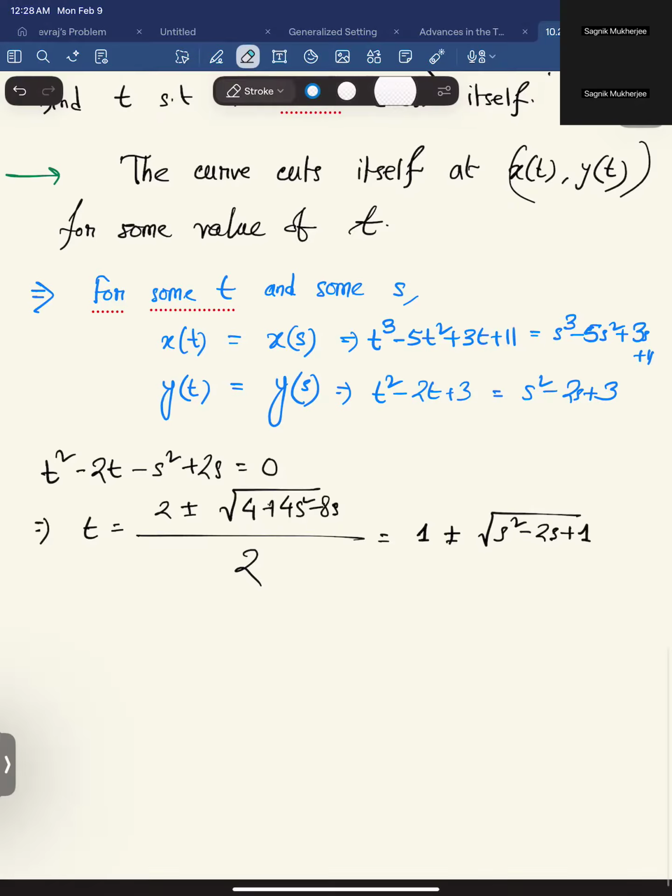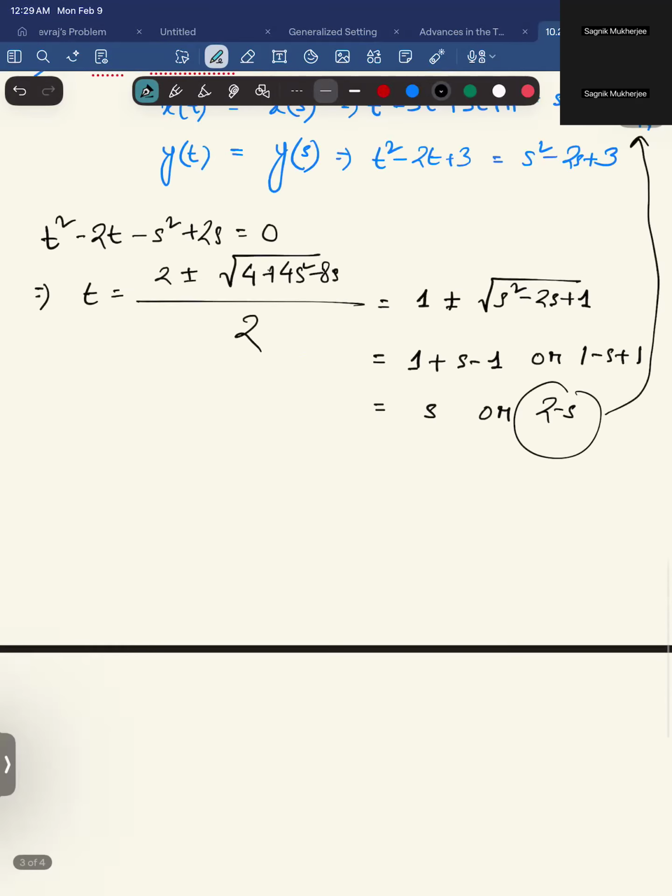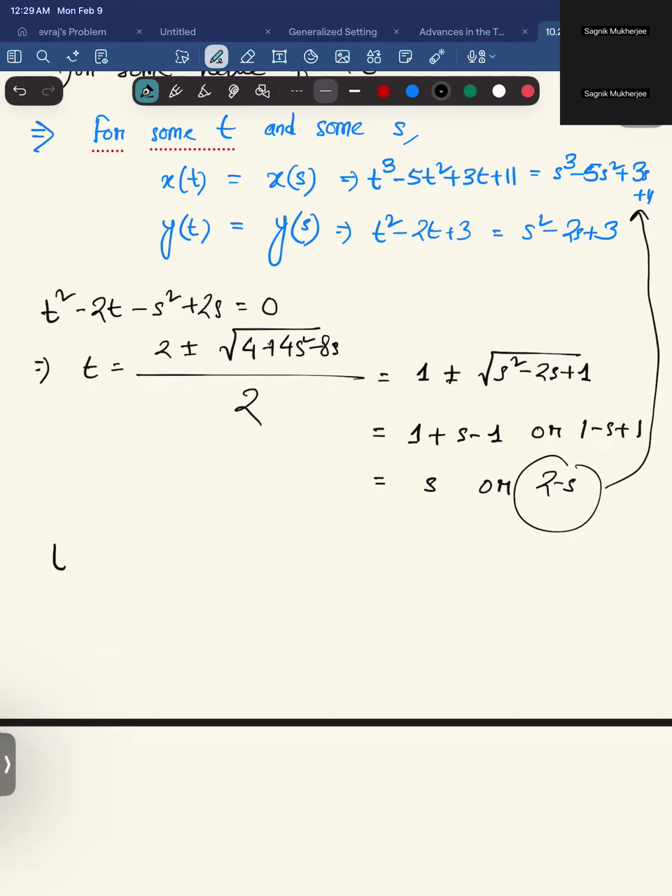Which is nothing but, as you can see, equal to either 1 plus s minus 1 or 1 minus s minus 1. So which is s or 2 minus s. Right? Now you have to substitute 2 minus s back into this equation to actually find out the value of t here. And you can see t is either negative 1 or 3.